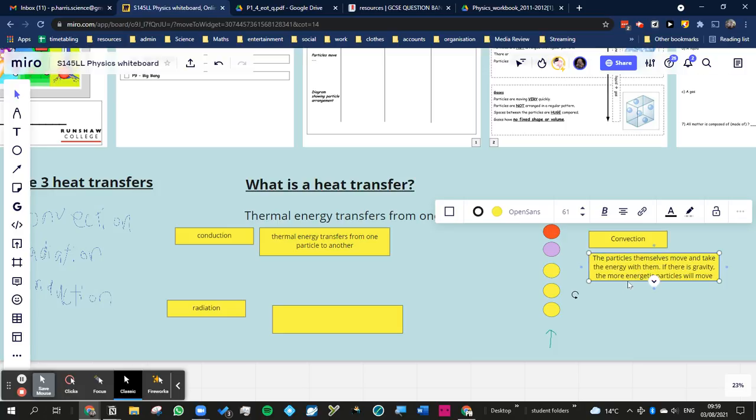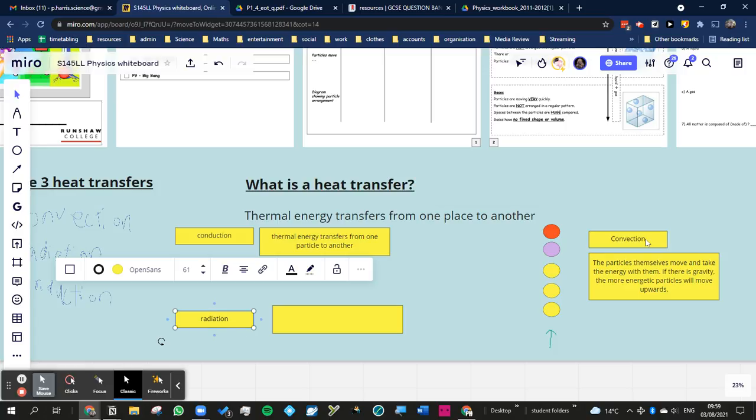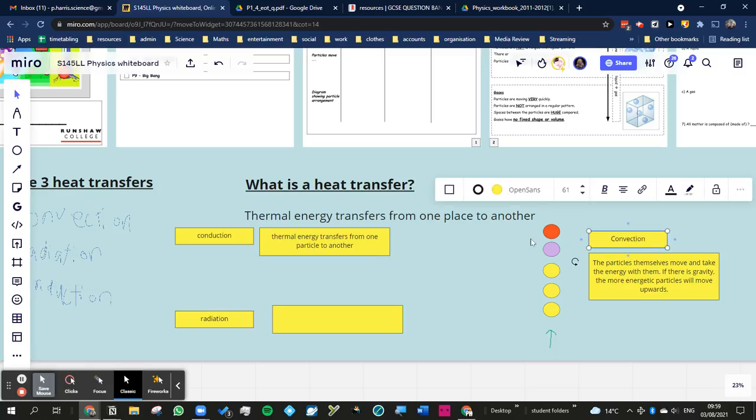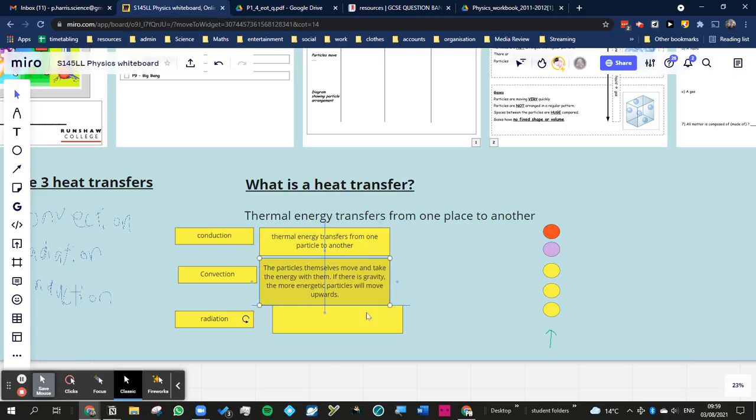We'll just simply say that the particles themselves move and take the energy with them. If there's gravity, the more energetic particles move upwards. But if there's not gravity, we can still call it convection because the particles are taking the energy with them and they're moving around. If they pass the energy from themselves to another particle, now we're talking about conduction. So usually you'll get all three transfers happening at the same time. But what I've just described is convection. So that's convection. And now we have the last one, which is radiation.